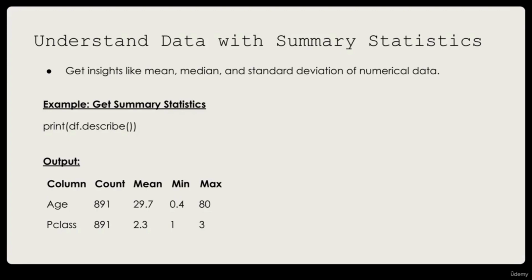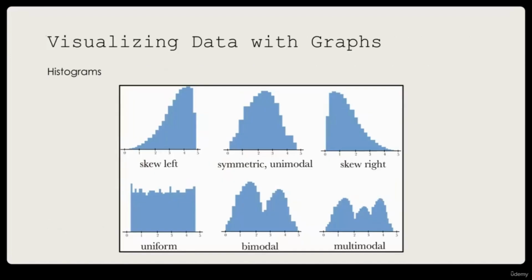Using the Pandas library in Python, we can use print df.describe. And this output comes out for our age and the p-class. It has the counts, the means, the min, and the max. So we can easily just get more information on the categorical data that we have and, like I said, get the summary statistics. Now let's move on to visualizing data.